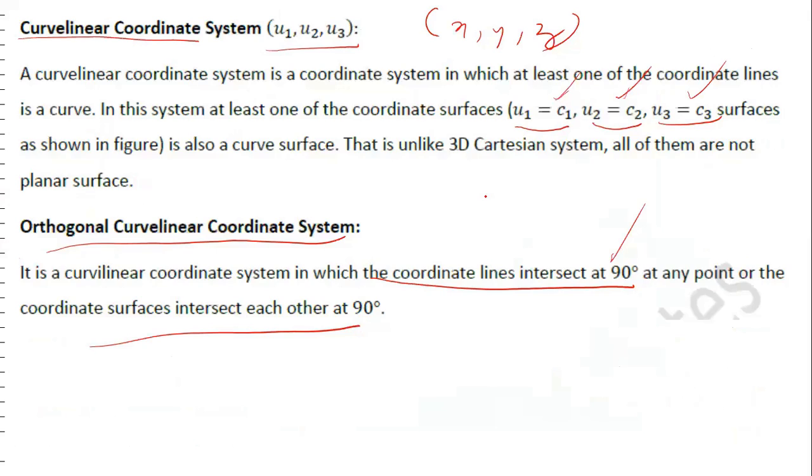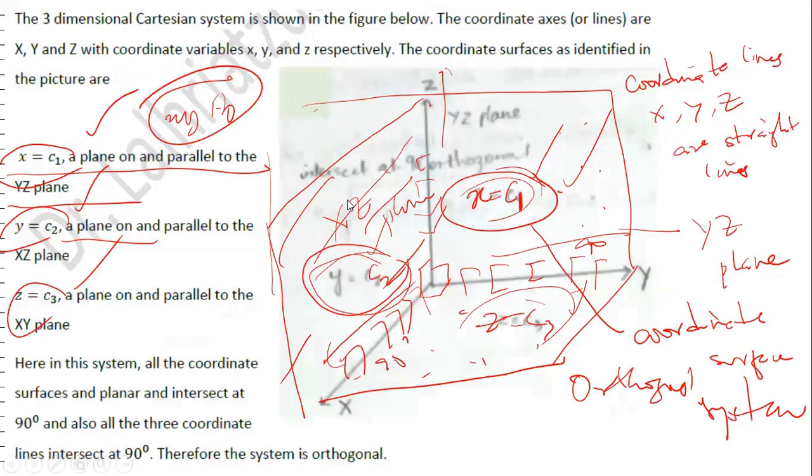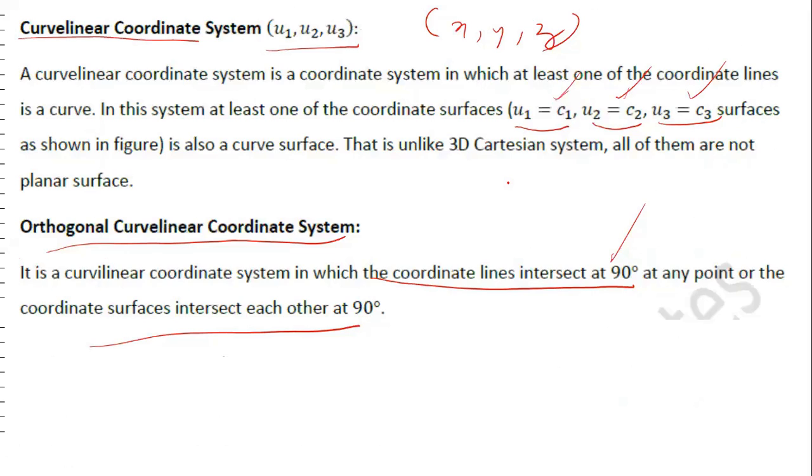And similar to that, instead of our XYZ system, let's say we consider another coordinate system, U1, U2, U3 coordinate system in place of XYZ. And the equation of the coordinate surface, considering what we have discussed in the case of this Cartesian system as x equal to C1, we can define three coordinate surfaces given by U1 equal to C1, U2 equal to C2, U3 equal to C3.